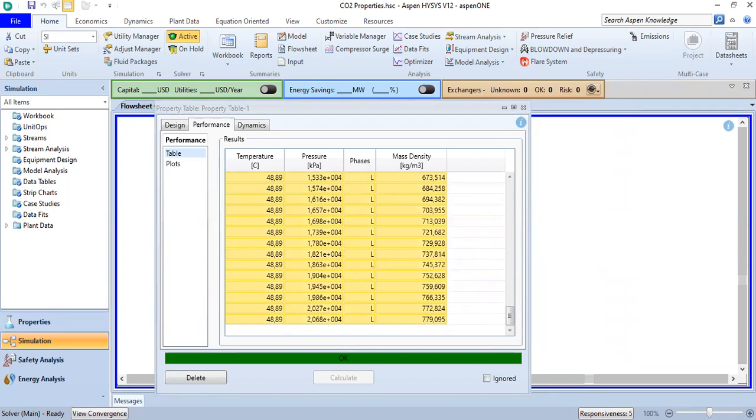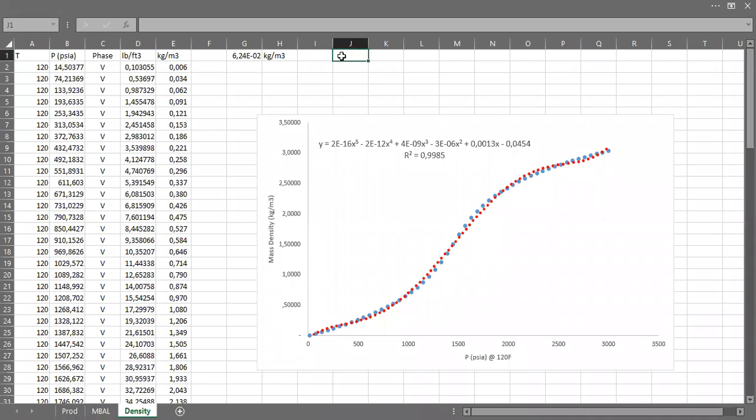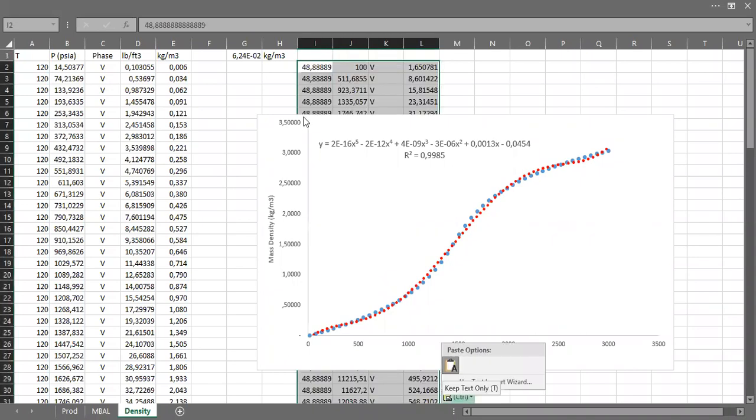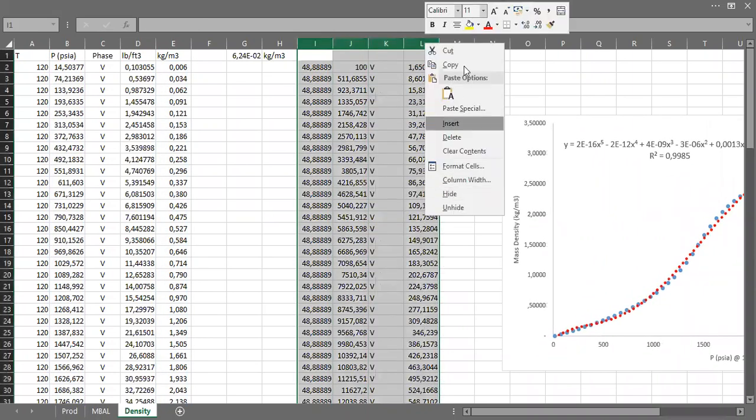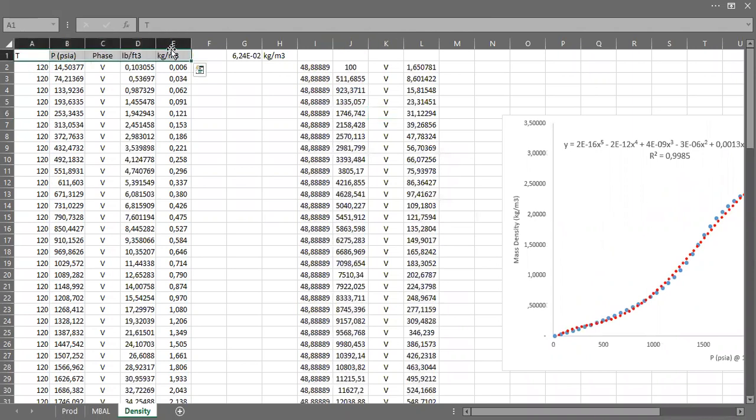And let's go to my spreadsheet. Okay, so I will paste the table here. So yeah. Now the temperature is in Celsius, pressure in kilopascal, phase, but now it's in kilogram per meter cube. Okay. And then I will check the unit setting again.